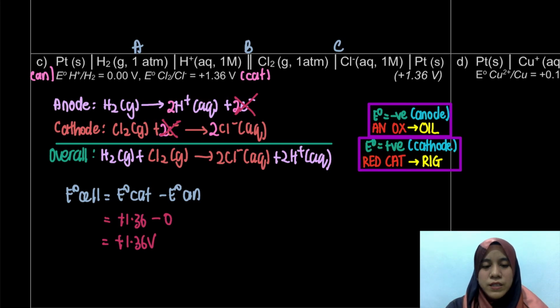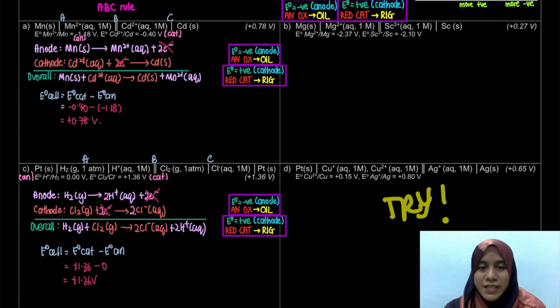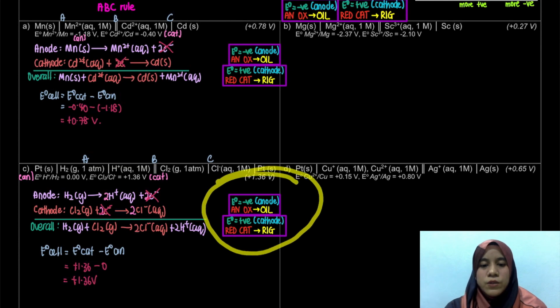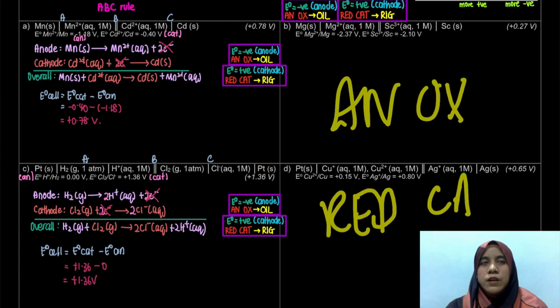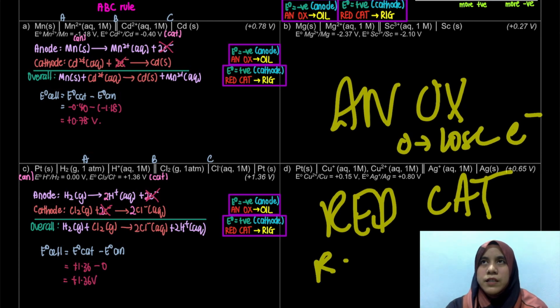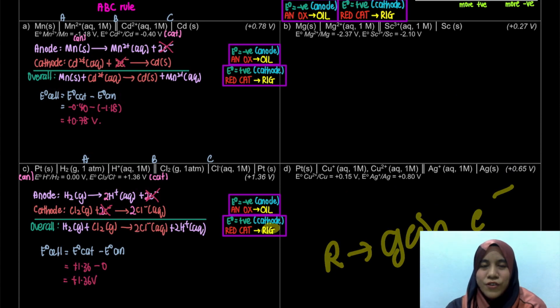So for question C ni, yang lain dia make sure the equation is balanced. Check one by one by starting anode, cathode. Question D, I believe you could try it yourself. Okay, so that's it for this video. Make sure, if anything, remember OIL RIG, NOx, red cat. Lepas tu, oxidation is losing, reduction is gaining. Okay, so that's it for this subtopic.